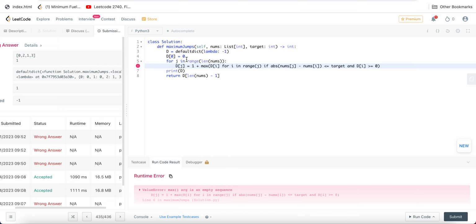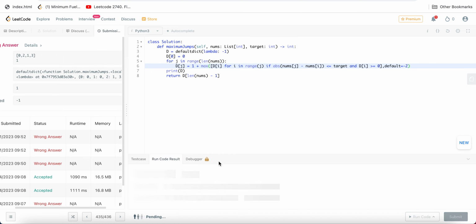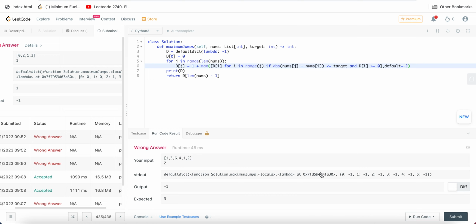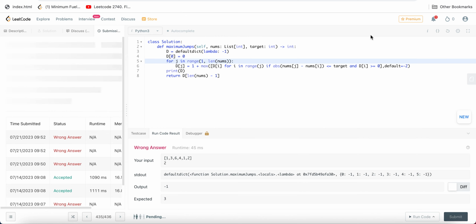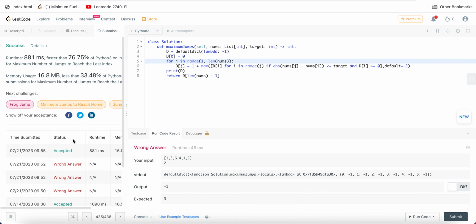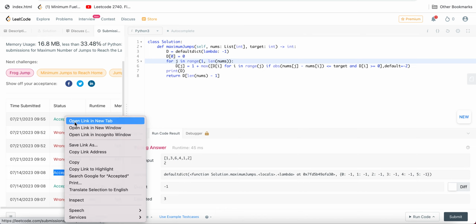Yeah, if max is an empty sequence, then we could do default value here. Default value equals -2, because -2 plus 1. I did this another way, and it worked, and it was simpler. You have to start at 1 in that case. Oh my god. Okay, so I did this before, and it worked, and I don't think it was this complicated.